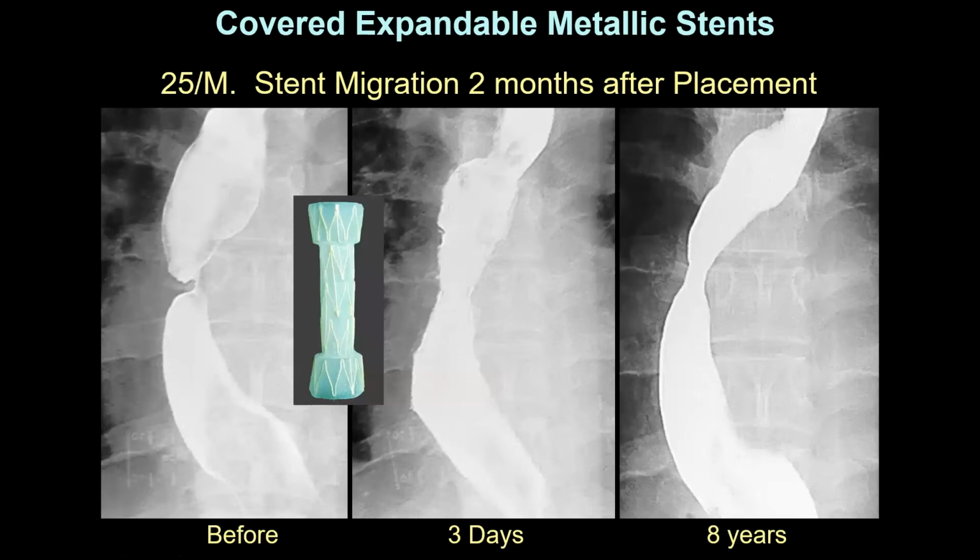In this young man with a recurrent corrosive stricture, we placed the 2nd generation stent, but the stent migrated downward and passed through the rectum 2 months after stent placement. After stent migration, the stricture improved. 8-year follow-up esophagogram shows that the improvement is maintained.